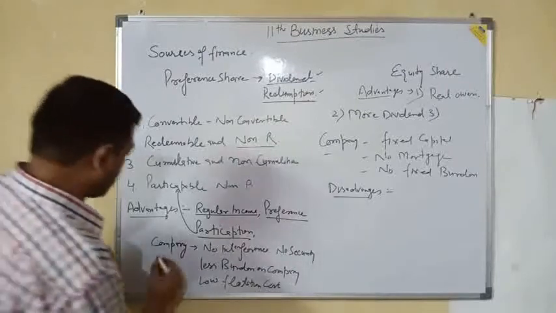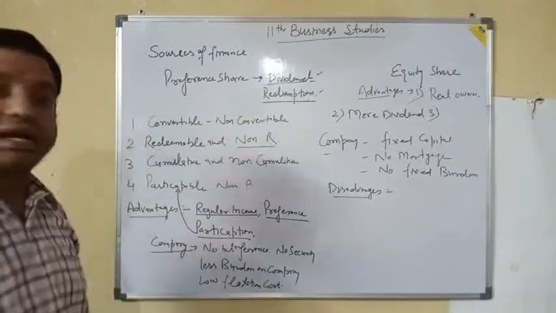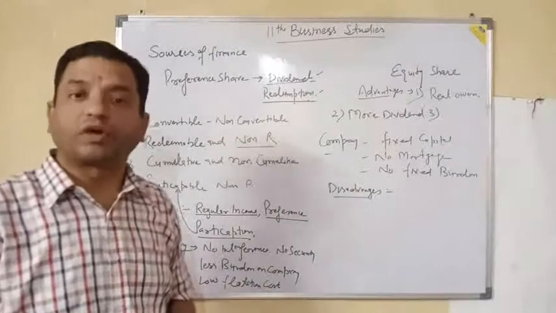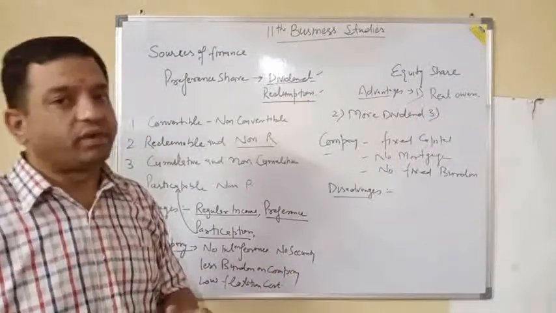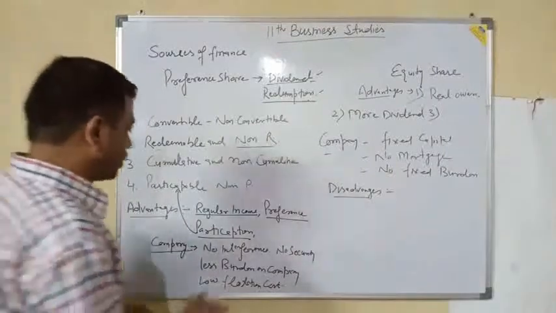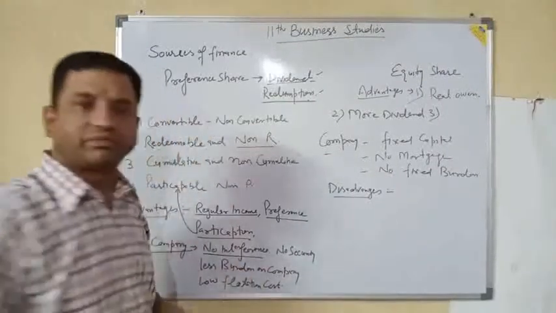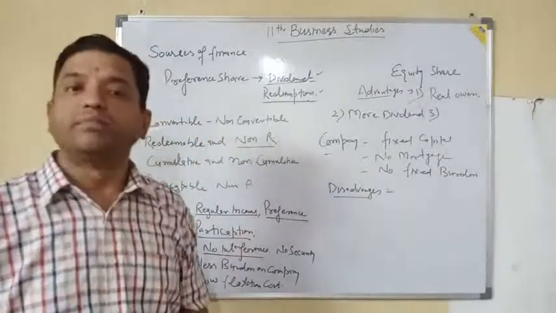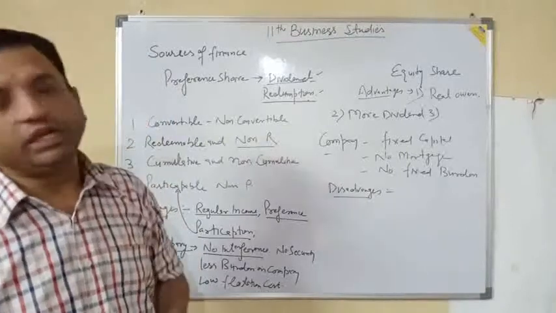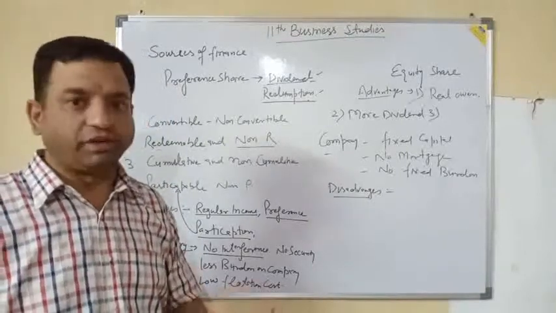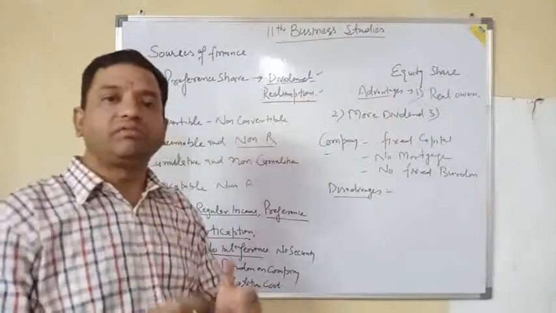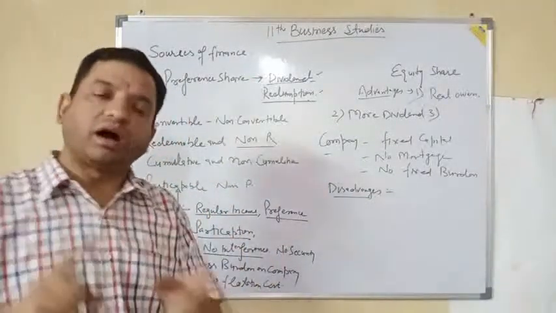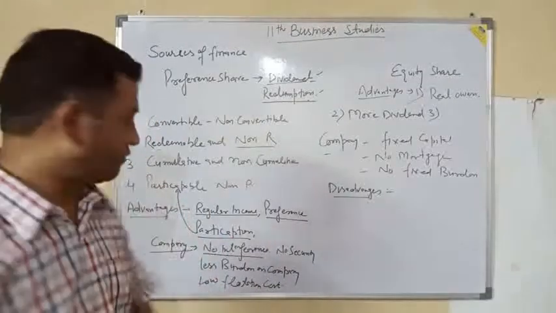Now I will talk about what types of advantages a company will get if it is getting money by way of preference shares. The very first is no interference, because preference shareholders don't have the right to participate in each and every managerial activity. They have the right to participate only in matters where their interest is being affected by any activity of the company.